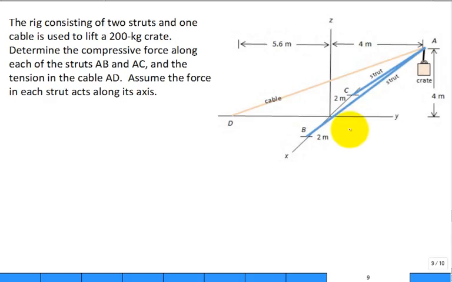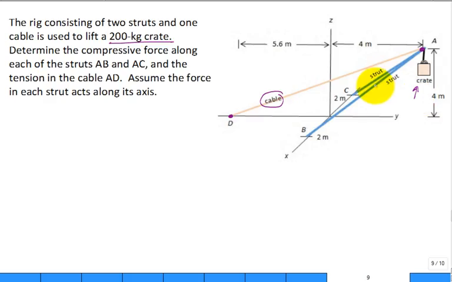All right. Now, it's used with a cable. So this is our cable over here. It comes up to point A and pulls down to point D. That's our cable. And it's used to lift something heavy, a 200-kilogram crate. All right. Determine the compressive force in each of the struts.